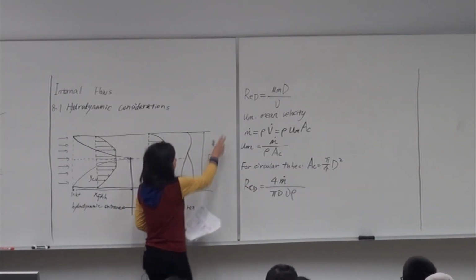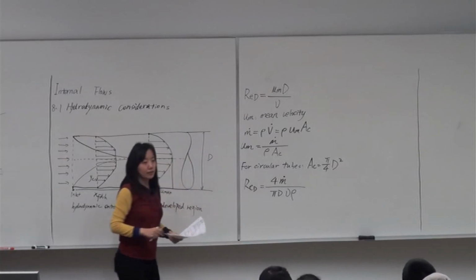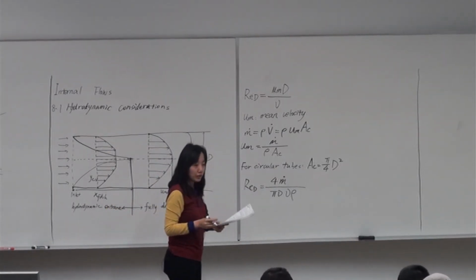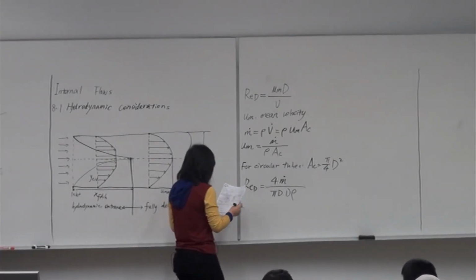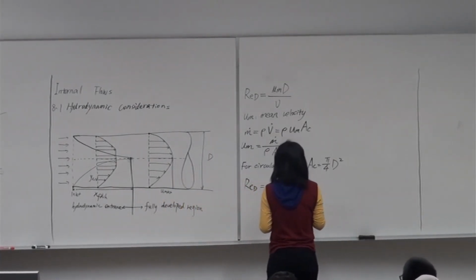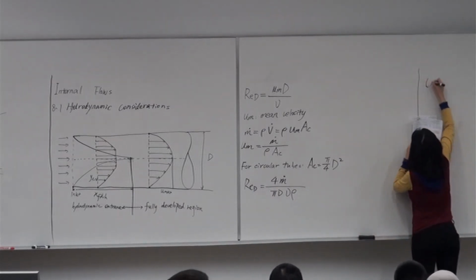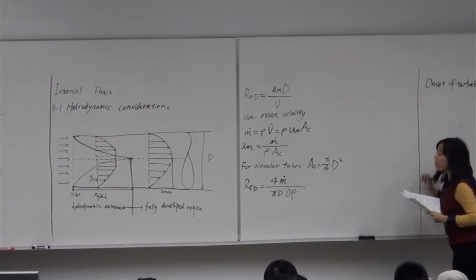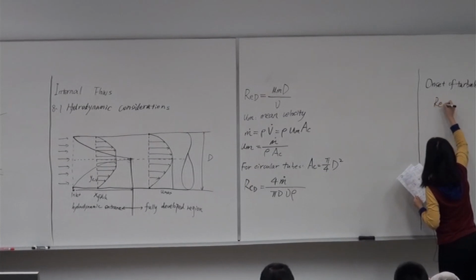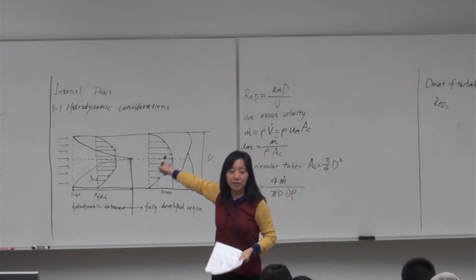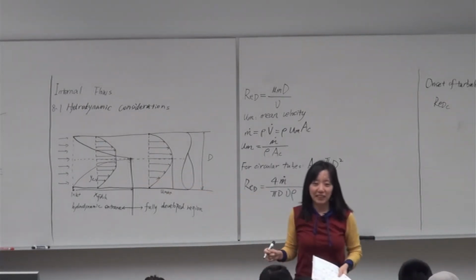And as long as we already defined the Reynolds number, then we can use this as the condition to tell when we will have laminar and when we will have turbulence. So the onset of turbulence, what's the critical Reynolds number, but for external flow, not for internal flow.